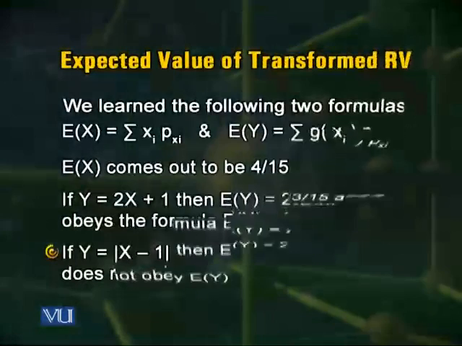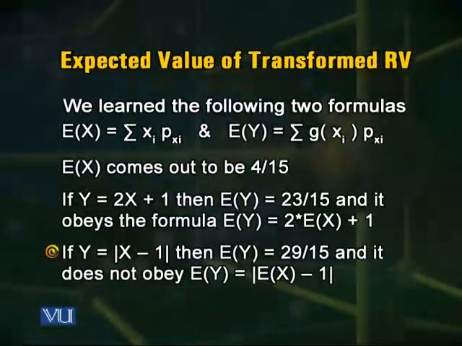Let's take the next mapping, which was y is equal to absolute value of x minus 1. With this transformation, you get a new random variable y with associated probability mass functions defined at only 0, 1, 2, 4 and 5. With this probability mass function, you find the expected value of this transformed random variable y, and it comes out to be 29/15. Can we get to this number by just fitting the expected value of x in the mapping?